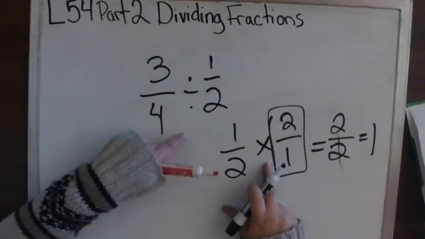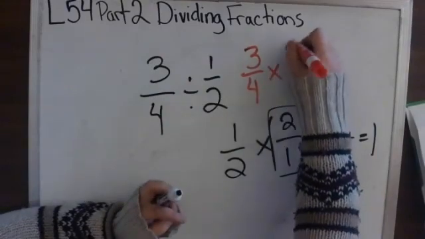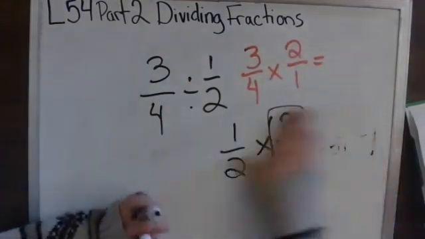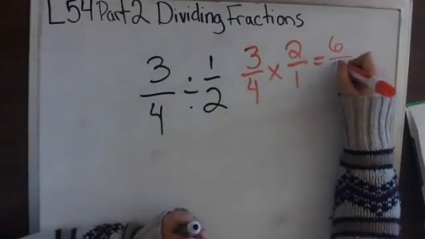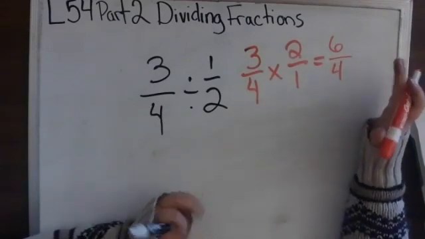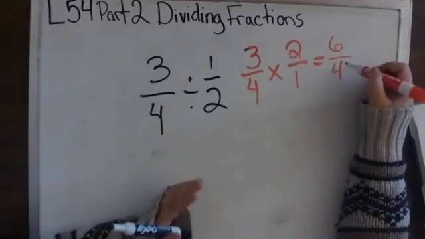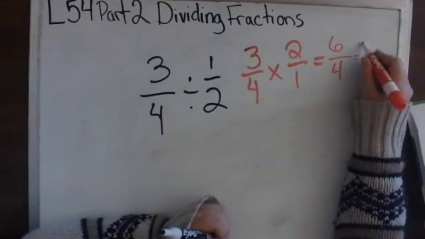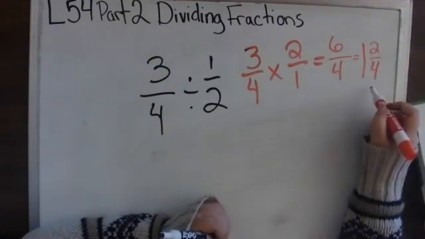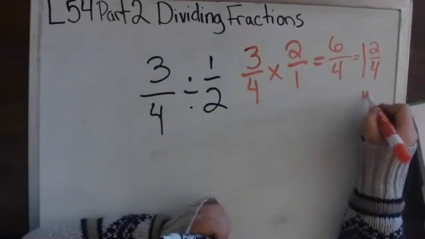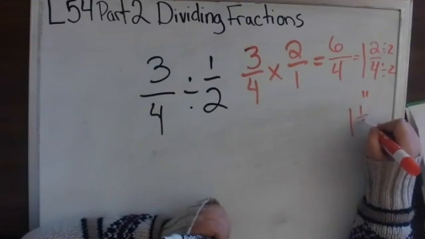And the multiplication needs to follow me. So this would end up looking like this: 3/4 times 2/1. Okay, and I would do my multiplication. So 3 times 2 is 6, 4 times 1 is 4, and I would now look at this and go, okay, this is an improper fraction. I need to change it. So 4 goes into 6 once, which leaves me with 2/4. Is this lowest terms? No. I can divide both of these by 2, so this becomes 1 1/2.